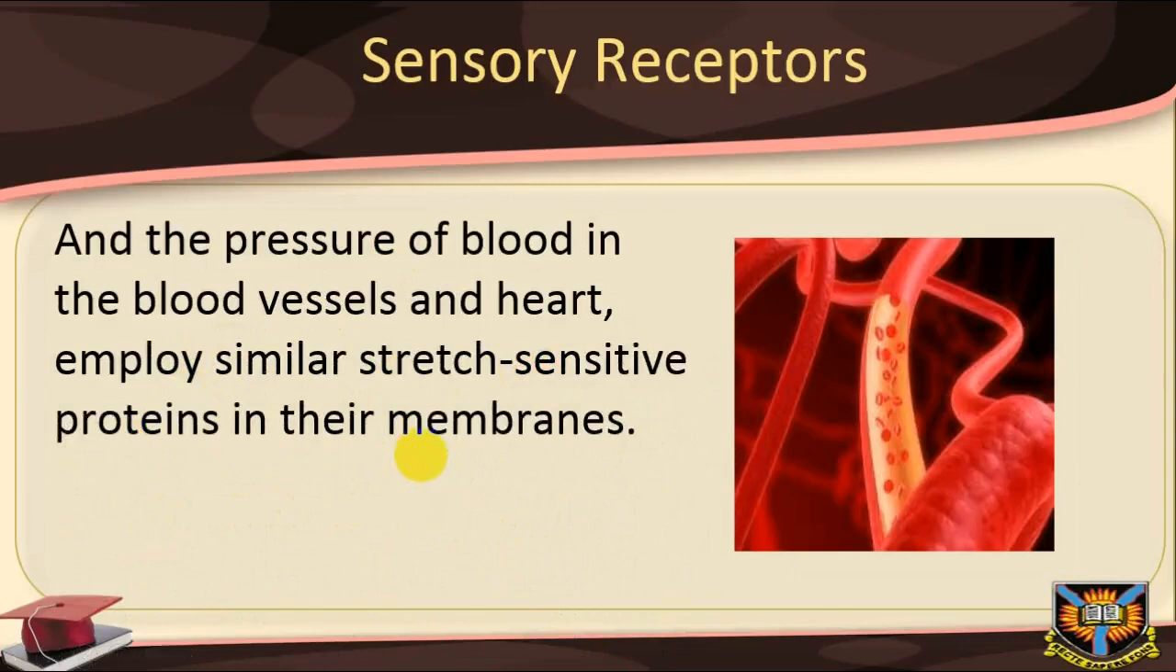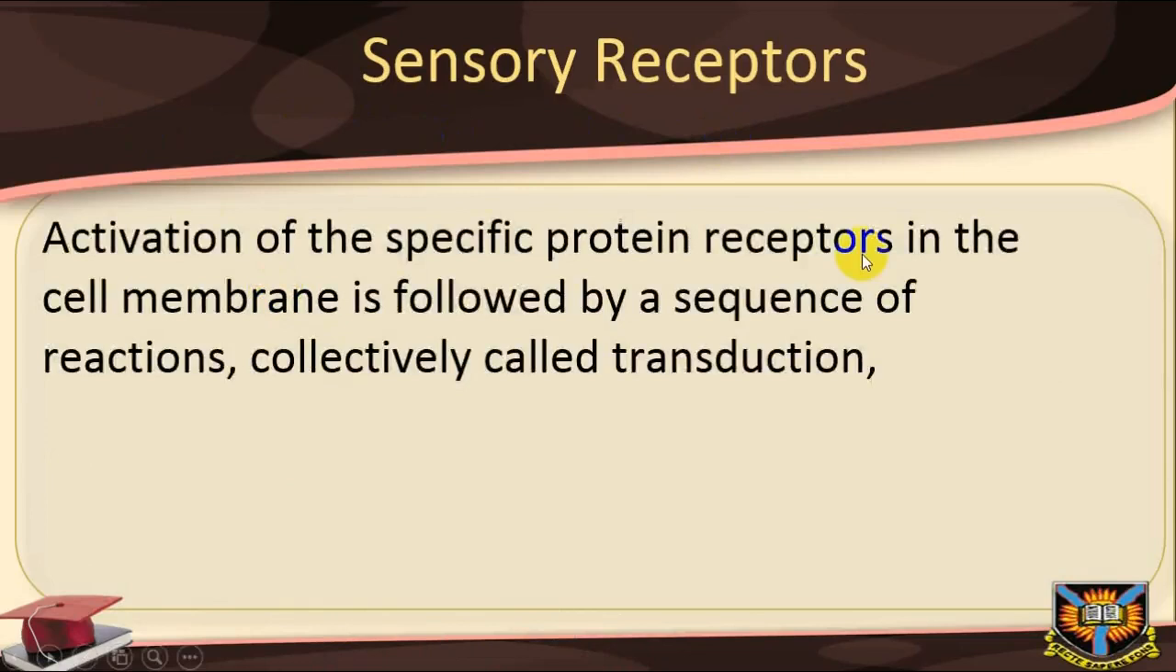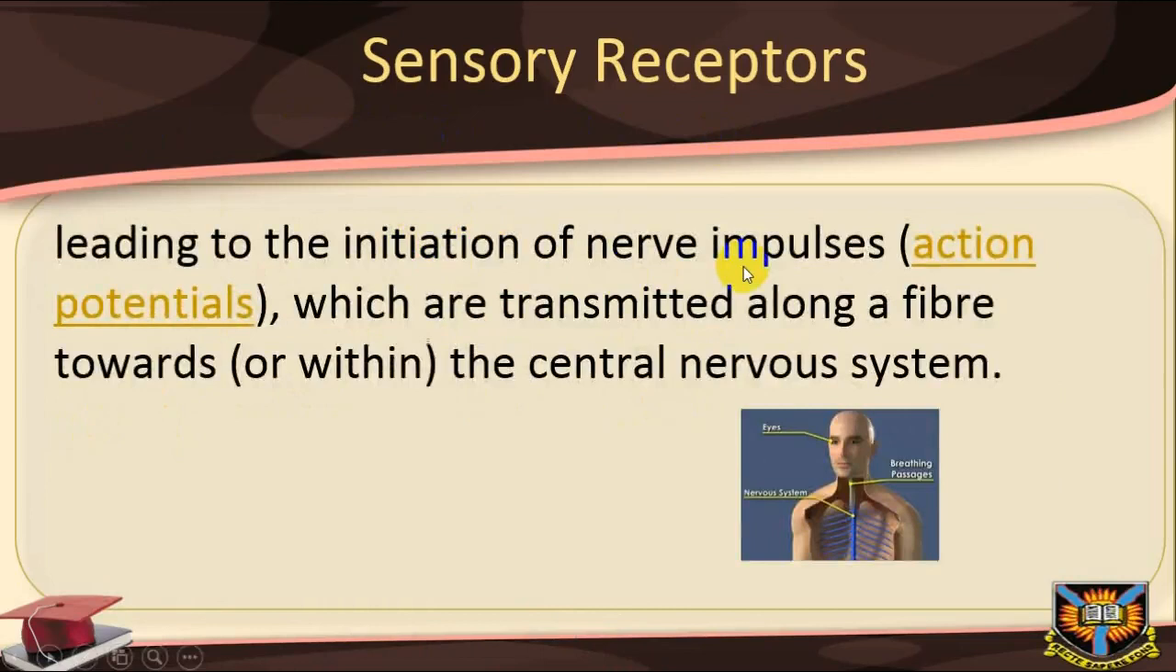Activation of the specific protein receptors in the cell membrane is followed by a sequence of reactions collectively called transduction, leading to the initiation of the nerve impulses, action potentials, which are transmitted along a fiber towards or within the central nervous system. The essential step resulting directly or indirectly from the activation of the receptor molecules is the opening or closing of tiny pores, ion channels, in the cell membrane.